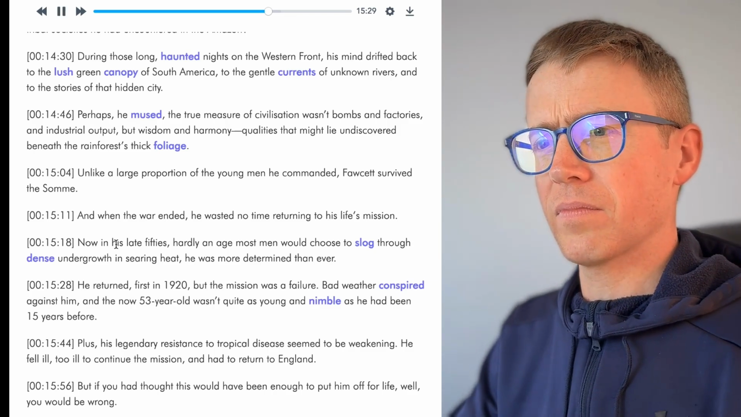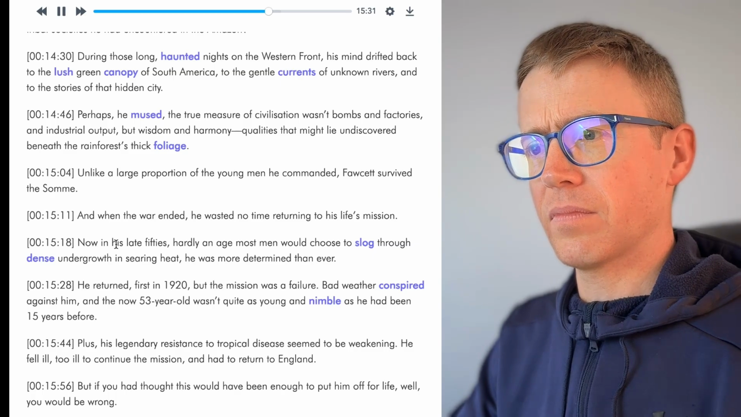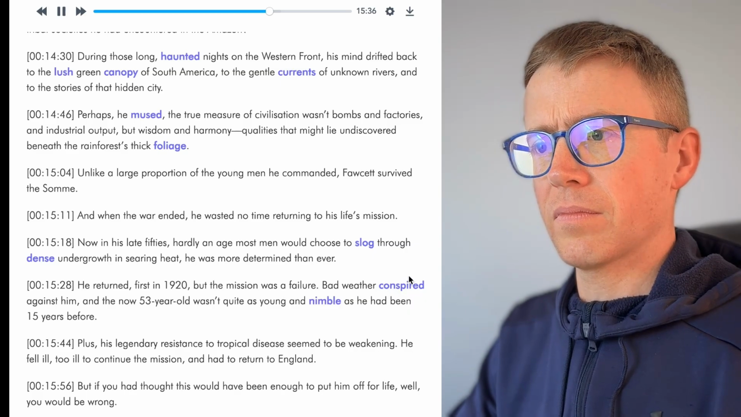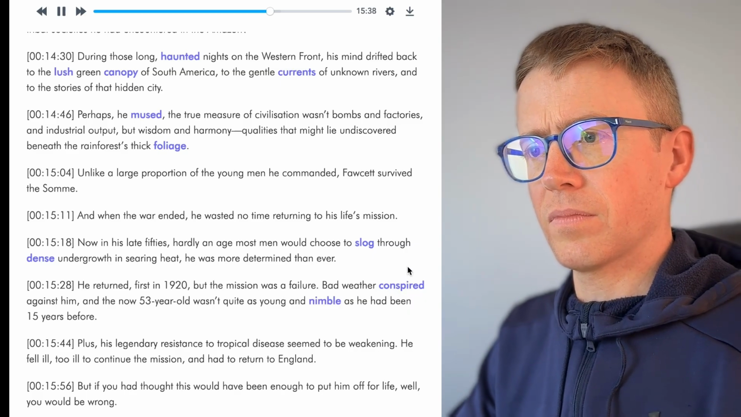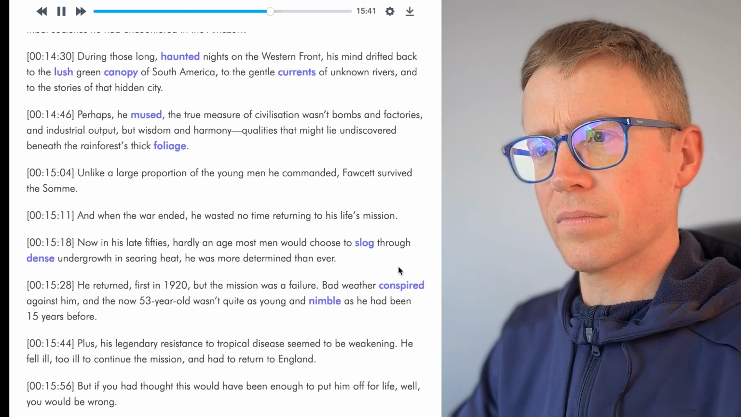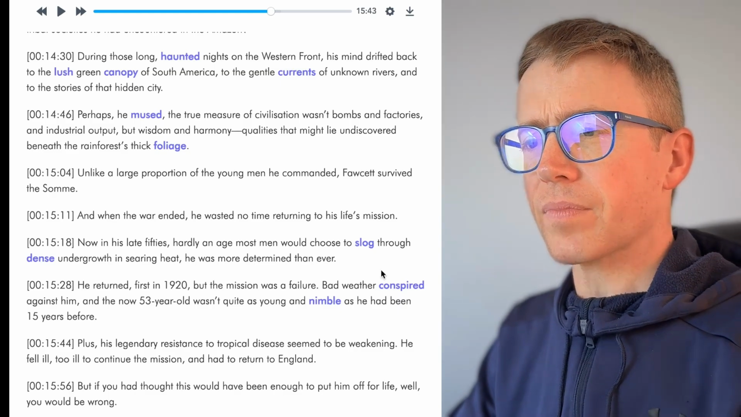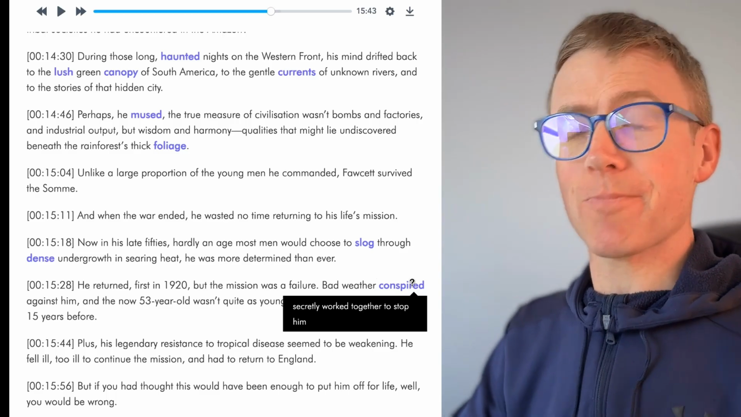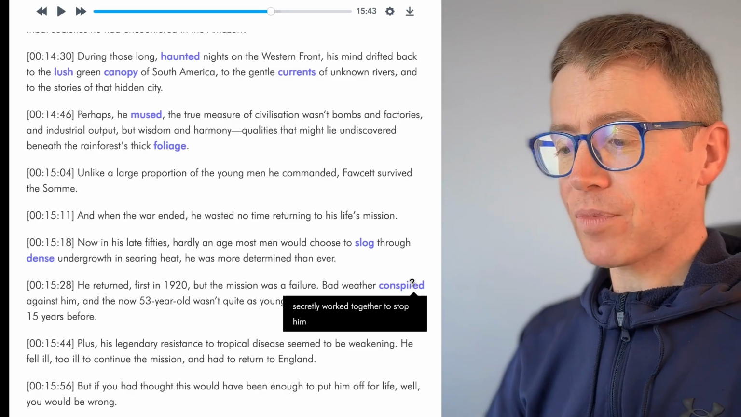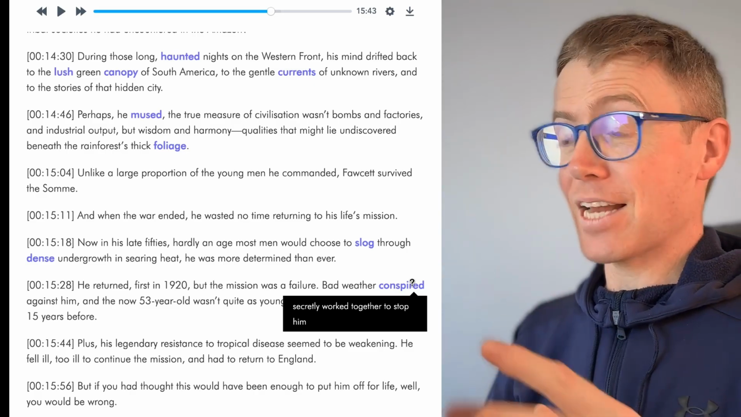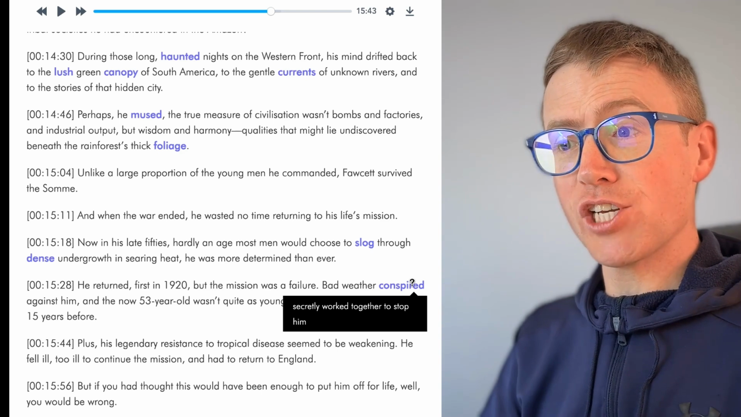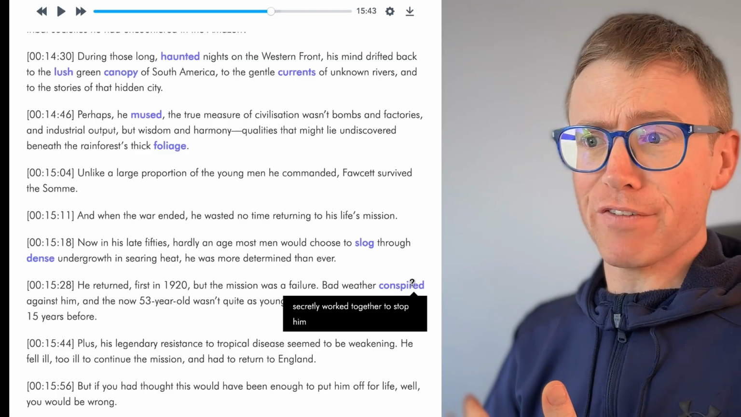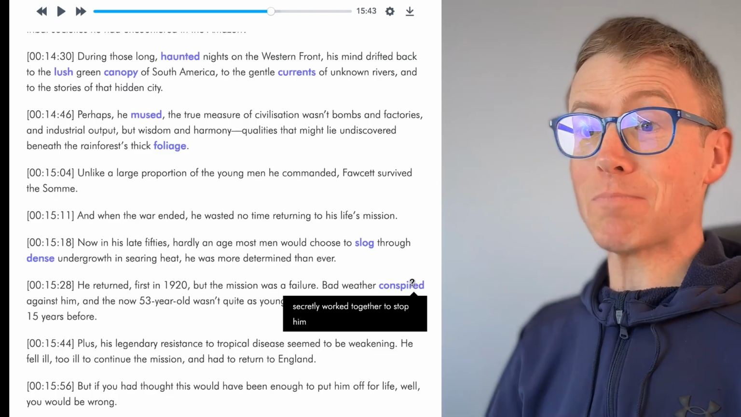He returned first in 1920, but the mission was a failure. Bad weather conspired against him, and the now 53-year-old wasn't quite as young and nimble as he had been 15 years before. Now, if someone conspires against someone else, they kind of secretly work together to do something bad to someone else or to stop them from achieving something. But you can also use it in a more figurative sense. So, bad weather conspired against him.